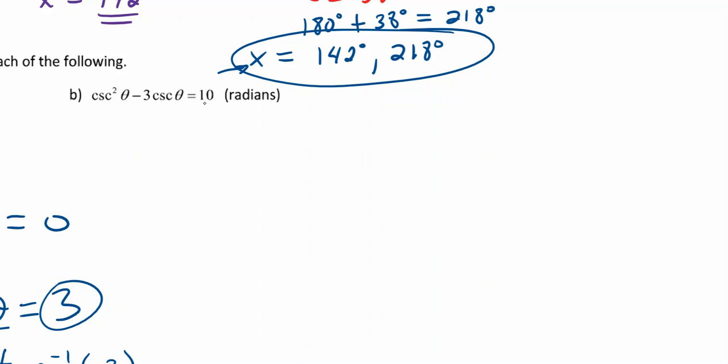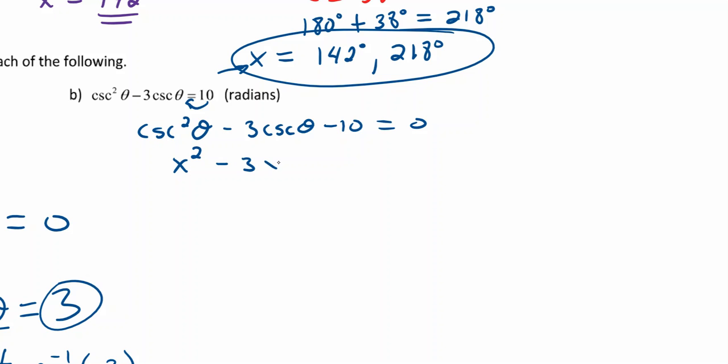That's what you would have done if this were equal to 0, but it's not. So I'm going to bring that 10 over to this side and see what we're dealing with. So this is cosecant squared theta minus 3 cosecant theta minus 10 is equal to 0. Maybe you see where we're going. Instead of cosecant thetas, just for a second, let's call those x's. So this is like x squared minus 3x minus 10 is equal to 0. I bet you could solve this, so we're going to factor it.